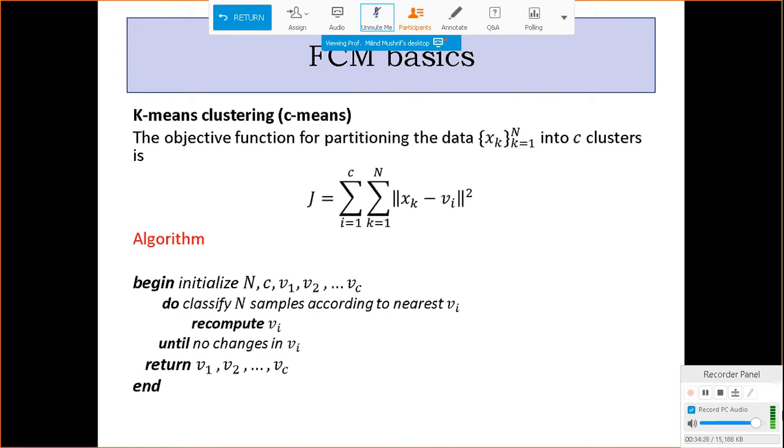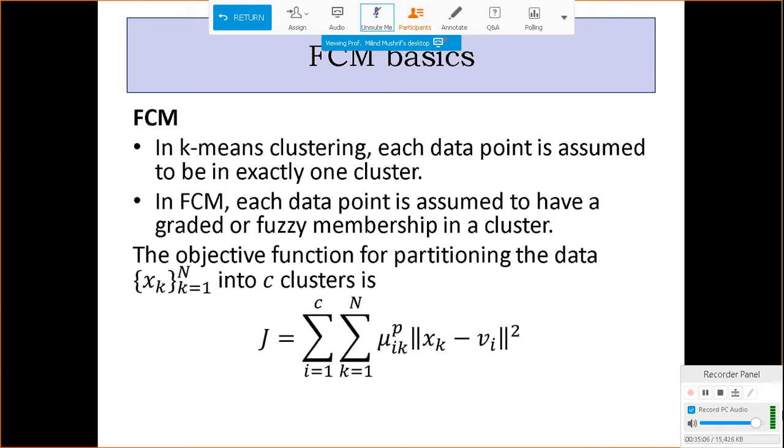So based on the Euclidean distance, these samples are allotted to the different cluster centers V1 to Vc, and after one iteration, the cluster centers are again recomputed. This process is continued until there is no change in the cluster centers. So this is the basic K-means clustering algorithm, which is called a hard clustering algorithm, where the data sample belongs to any one cluster.